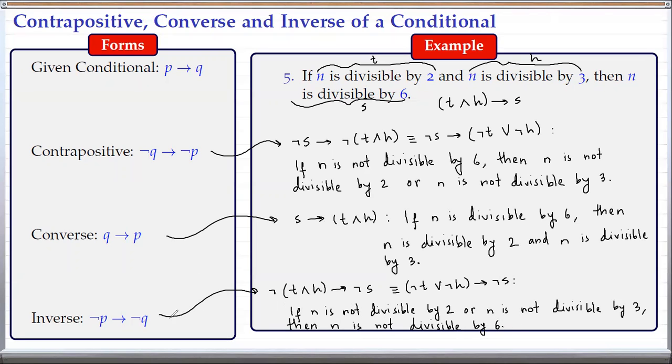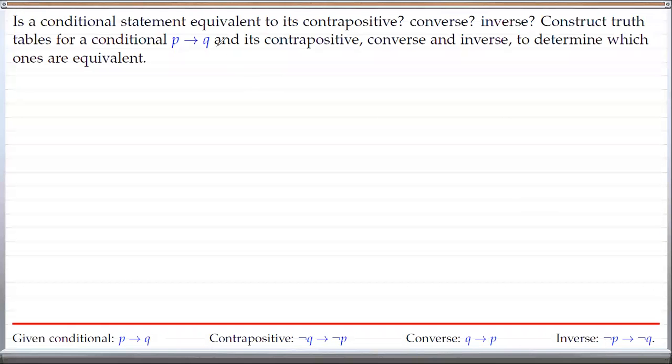So this is the inverse of the given conditional. Okay, we are done with this example. All right, so now we want to look at if any of these forms, contrapositive, converse, inverse, are equivalent to the given conditional. When we did the examples, you might have noticed some of them sound equivalent. Let's look at one more example and see if they sound equivalent.